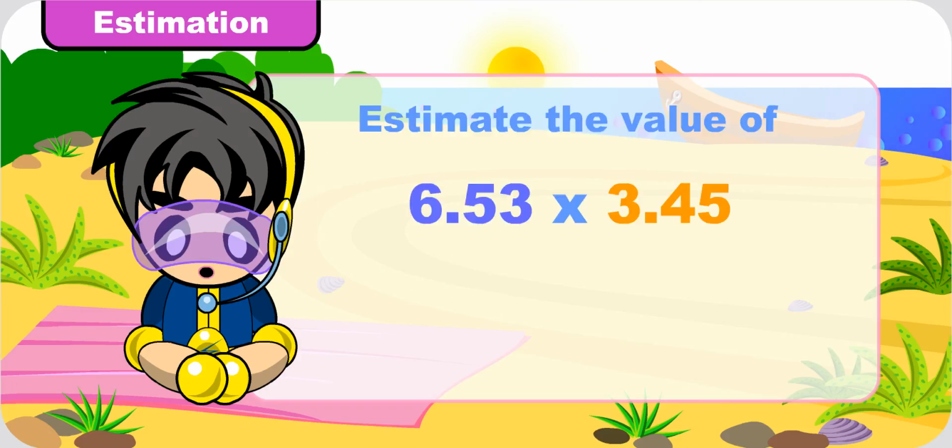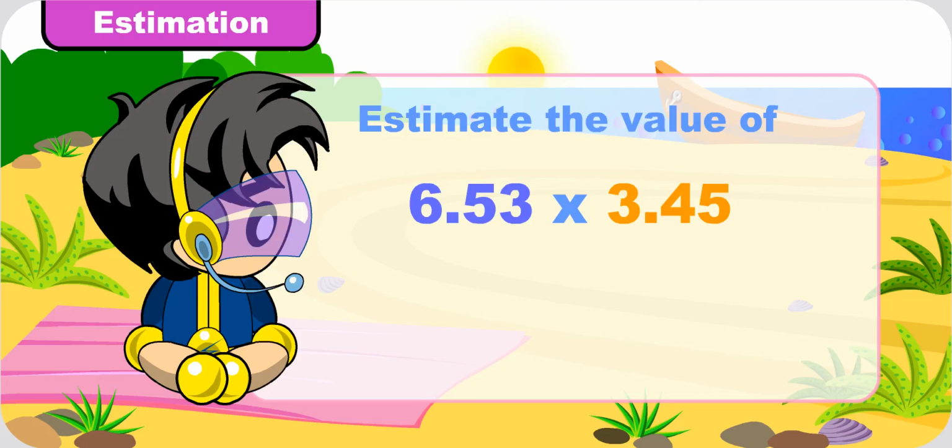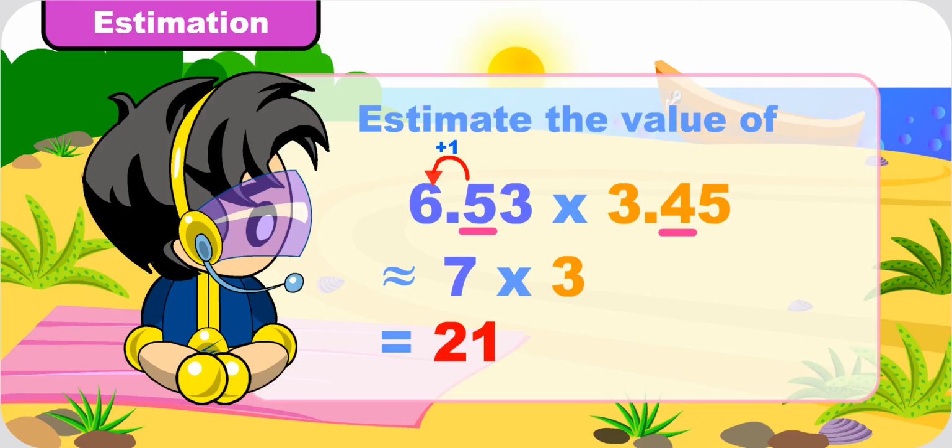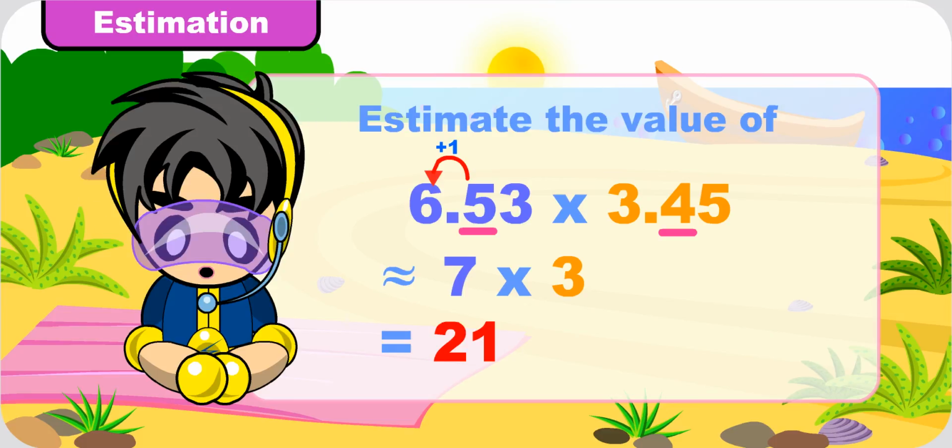How about this one on multiplication? No problem. 6.53 is 7 when rounded off to the nearest whole number, while 3.45 is 3. Therefore, 7 times 3 is equal to 21. The answer is 21. Good.